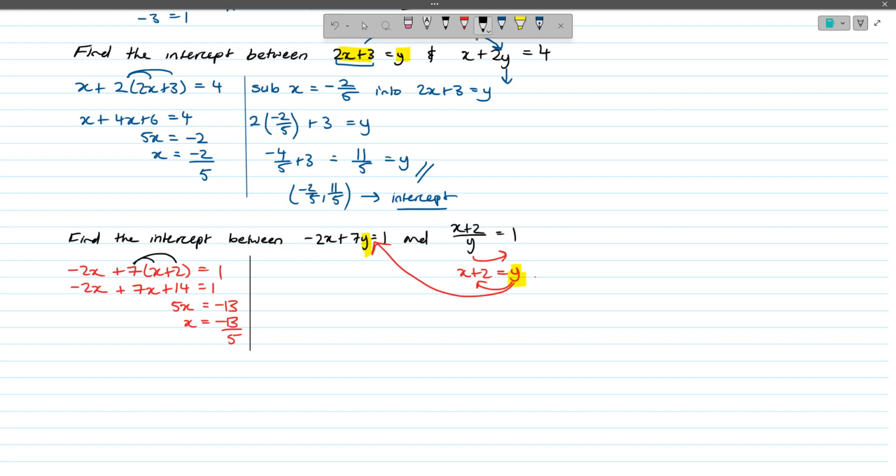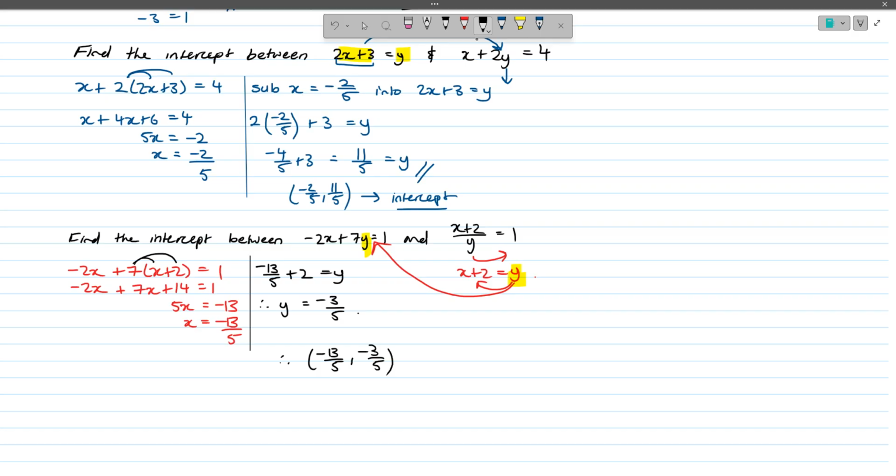And we know that x is equal to negative 13 over 5, so we can sub that into this equation here, x plus 2 is equal to y, and then find out what y is. So we're just going to put that inside, so that'll be negative 13 over 5 plus 2 is equal to y. So then, therefore, y is equal to negative 3 over 5. So then you get the coordinate negative 13 over 5, negative 3 over 5. And just to check my maths, yep, if you combine the fractions, that would be right.